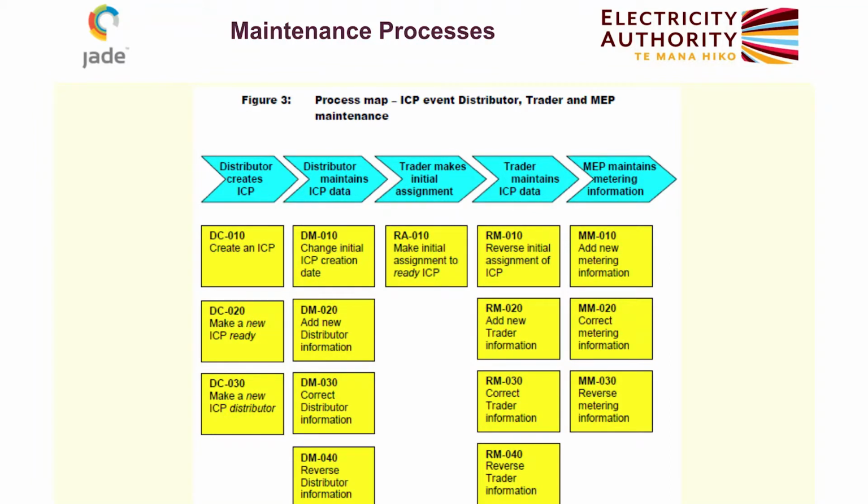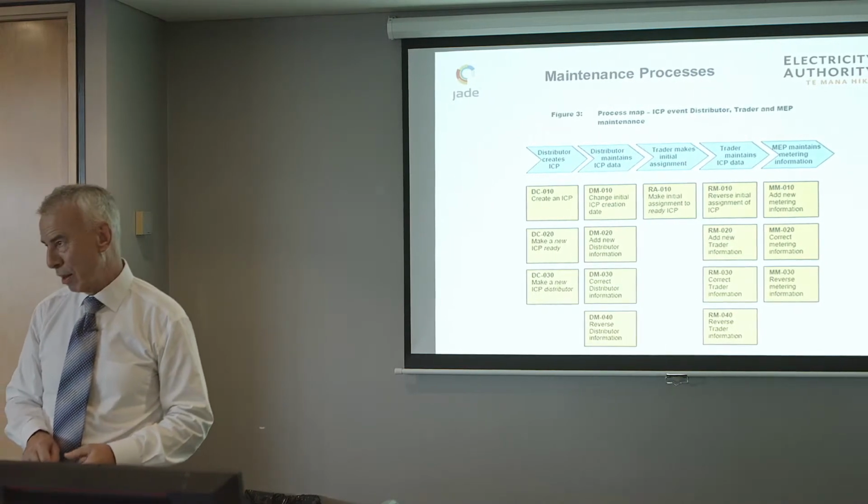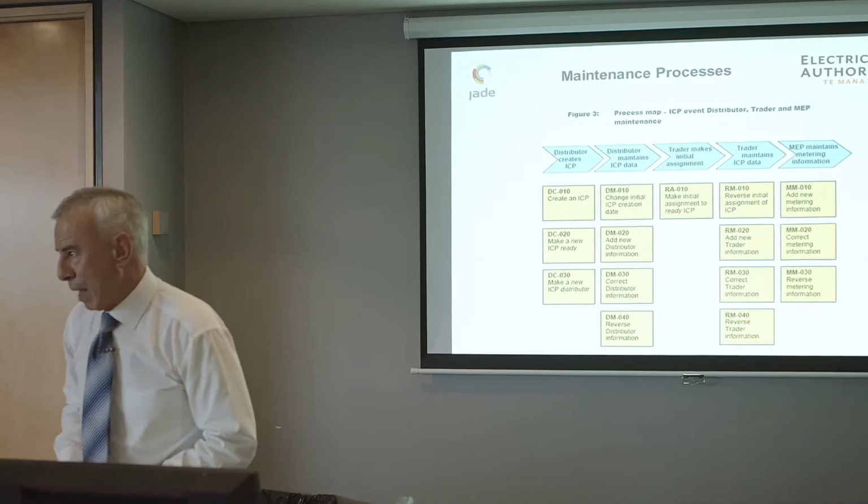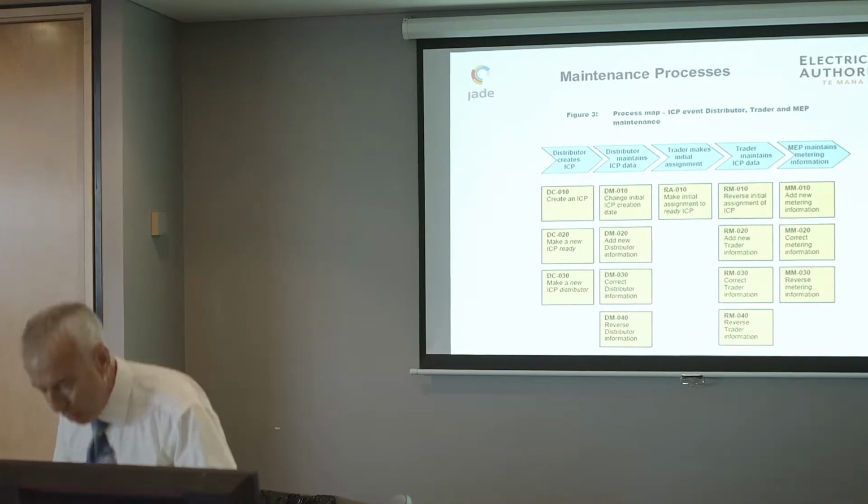Now in the functional specification document, where I cut and pasted that picture from, it's got this map of all the different processes and how they're known. So for instance, to create an ICP, that's called a DC010. So if you search in the functional specification for DC010, you should be able to find what kind of file you should send to the registry.